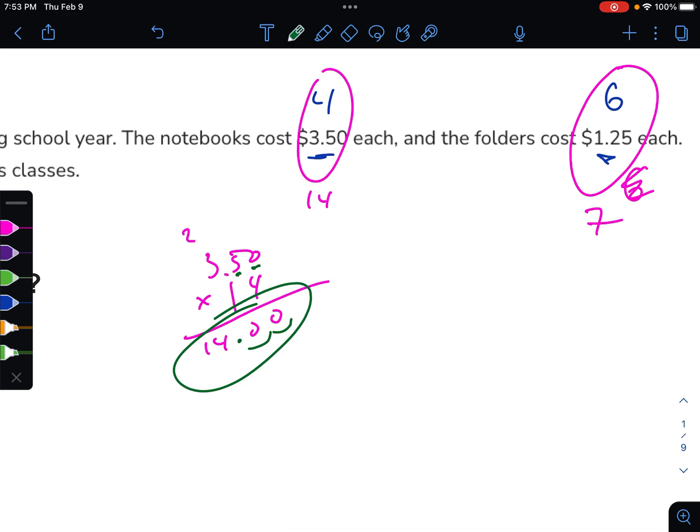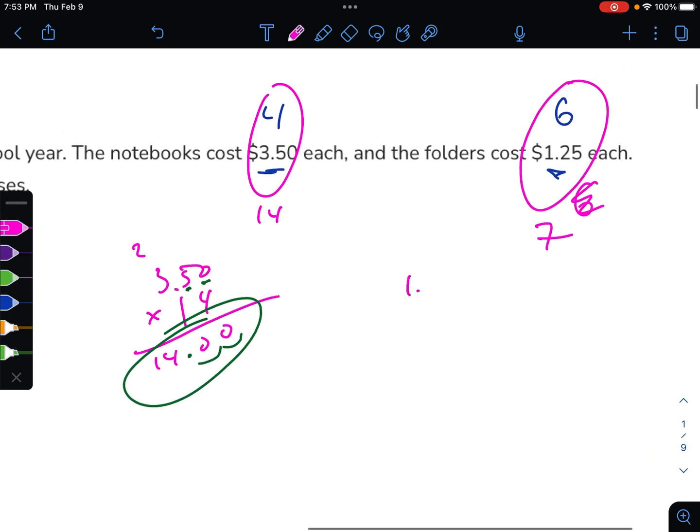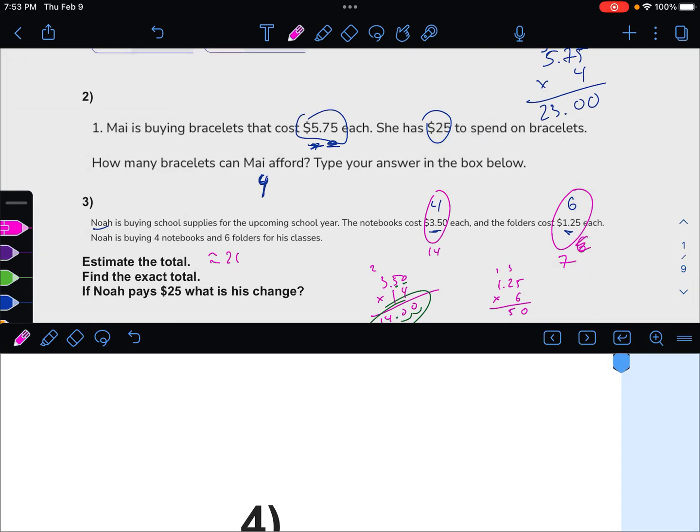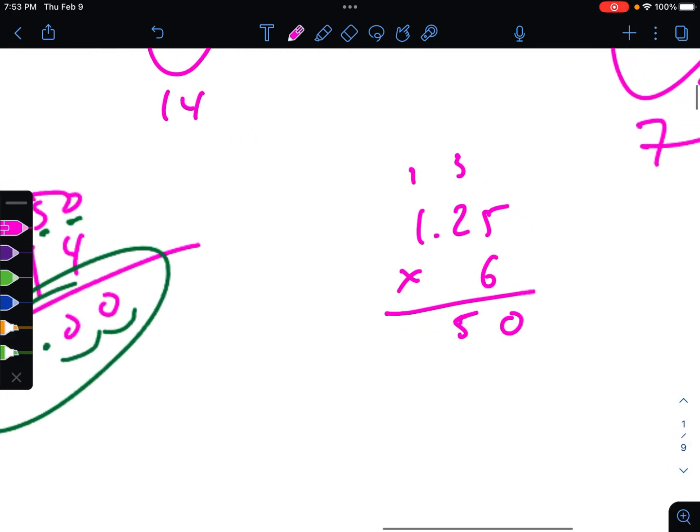Let's go ahead and work with this other one. $1.25. I need 6 sets of those. Let's see, 6 times 5, 0. The 3 on top. 6 times 2 plus 3. Got the 5, got the 1. 6 times 1 plus the 1 is going to be the 7.